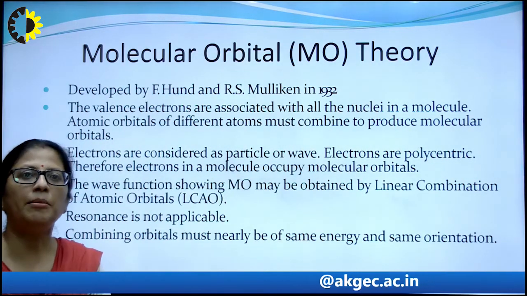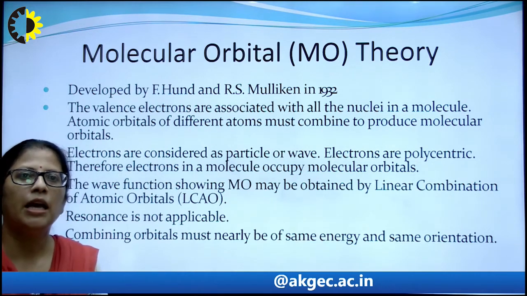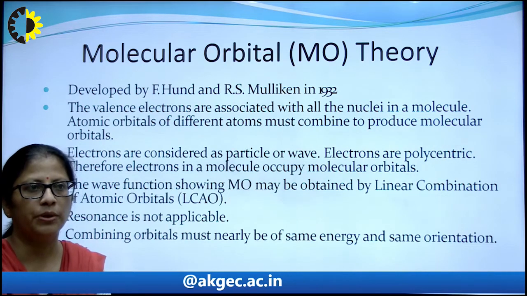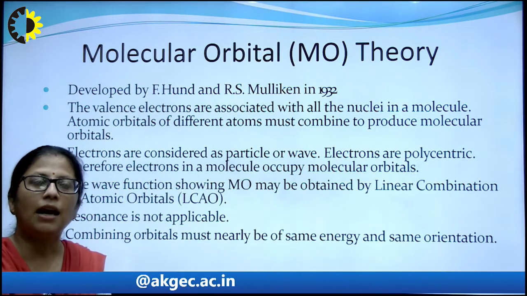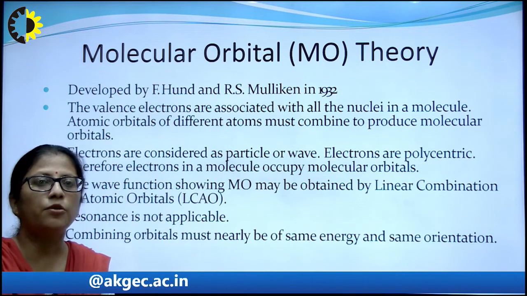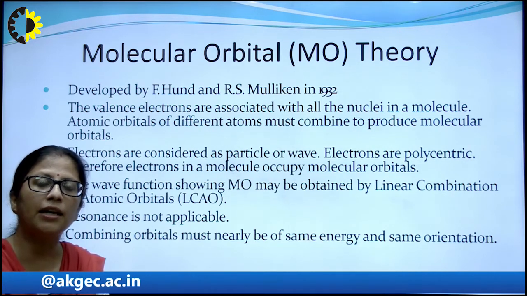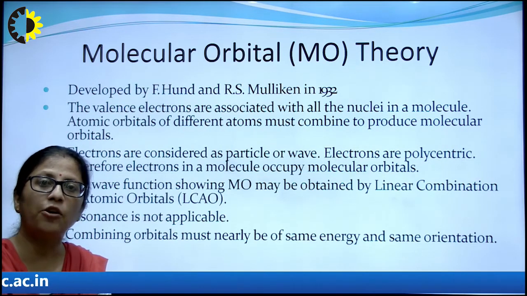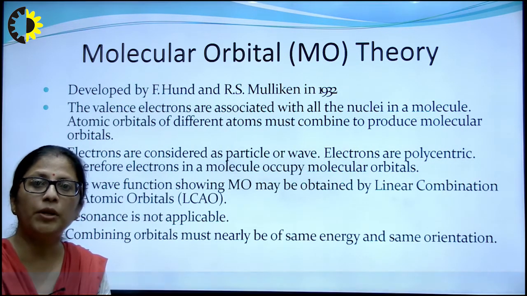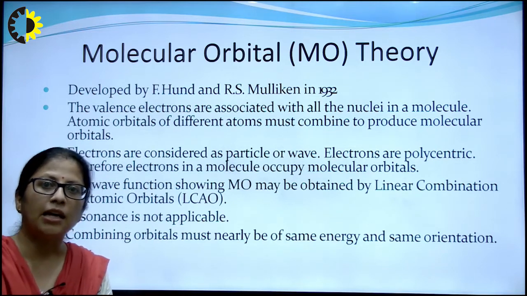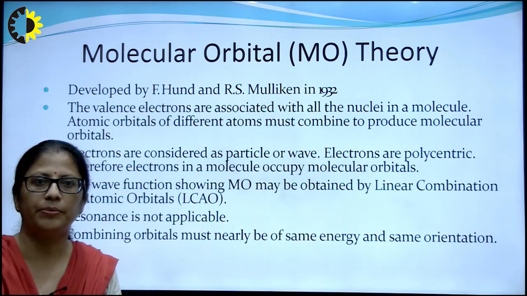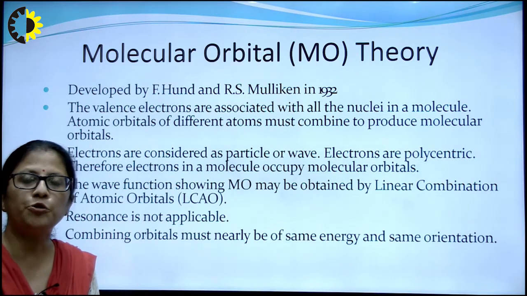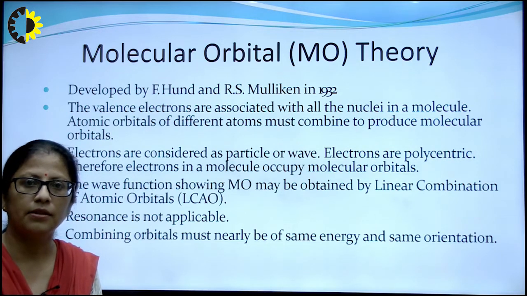Now, coming to molecular orbital theory, it was developed by Hund and Mulliken in 1932. This theory states that the valence electrons are associated with all the nuclei in a molecule. That is, the valence electrons of any atom are not the electrons of the atom when they bind in a molecule. They are the electrons of the molecule. Atomic orbitals of different atoms must combine to produce molecular orbitals.